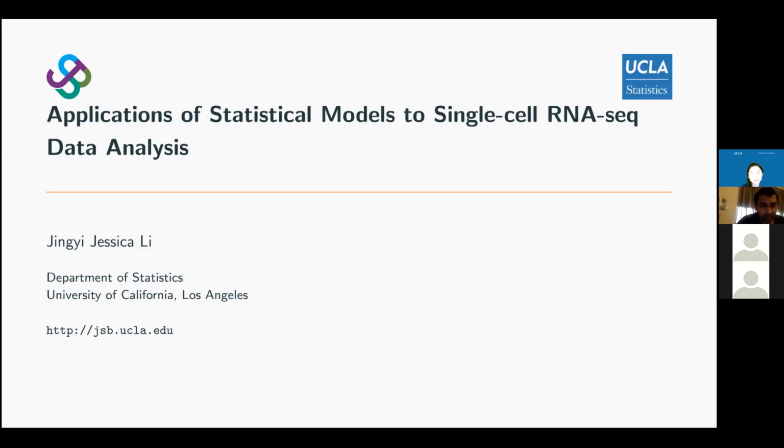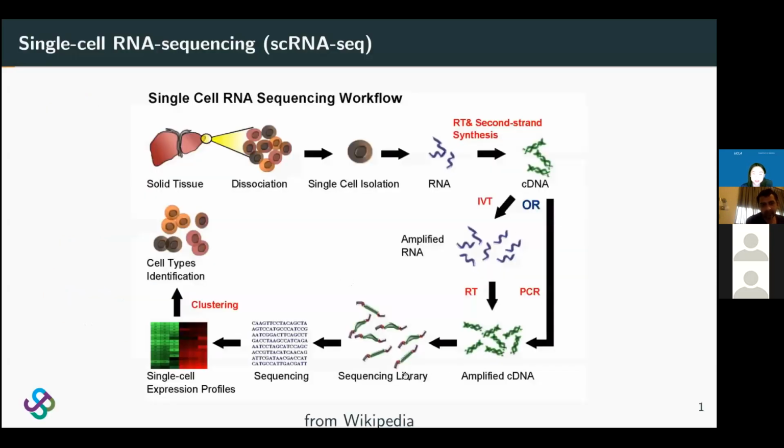In this talk, I will talk about two applications of statistical models to single-cell RNA-seq data analysis, both of which are recent works in my group. And so first of all, from this figure from Wikipedia, we see how the single-cell RNA-seq experiment is done.